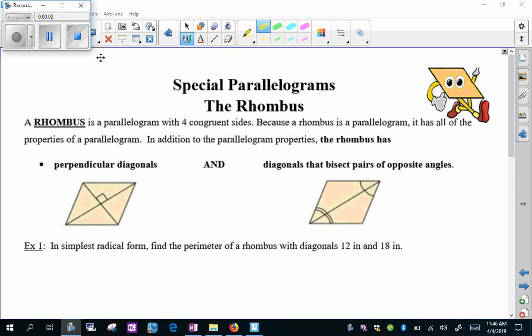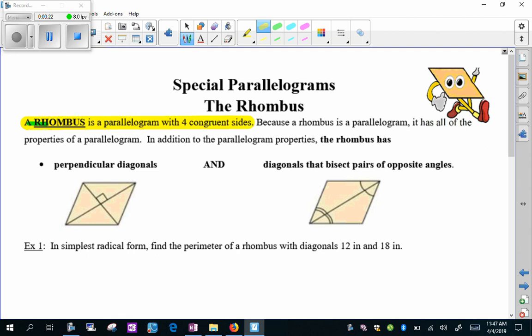All right, in today's video, we're going to talk about the rhombus. That's another special parallelogram. And the rhombus is a parallelogram with four congruent sides. So I'm going to highlight that. Where's my highlighter? There it is. So let's go thicker. So a rhombus is a parallelogram with four congruent sides.